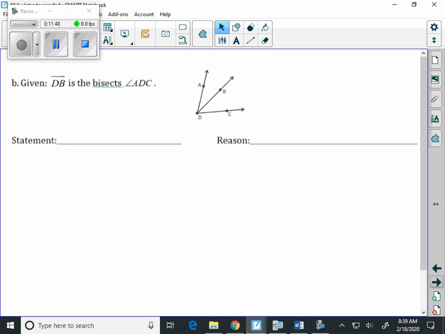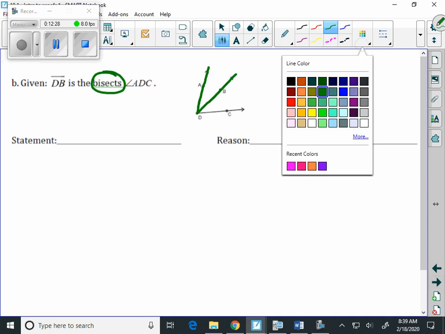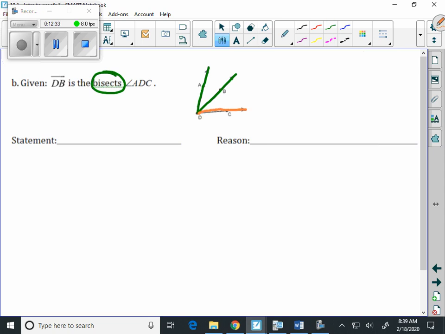Letter B. Given that ray DB bisects angle ADC, that's given. And this one kind of goes along with the last one. We had midpoint in the last one. This time our word is bisects. We need to think about, well, what does bisect mean? And it means we're cutting that angle in half. So in other words, this angle is going to become congruent to this angle. And that's the statement that we can make. We can say that angle ADB is congruent to angle BDC.